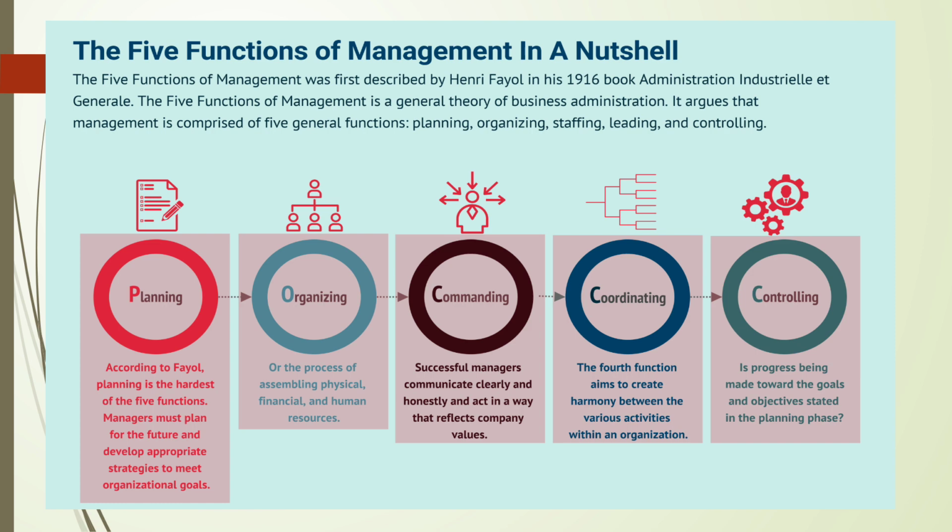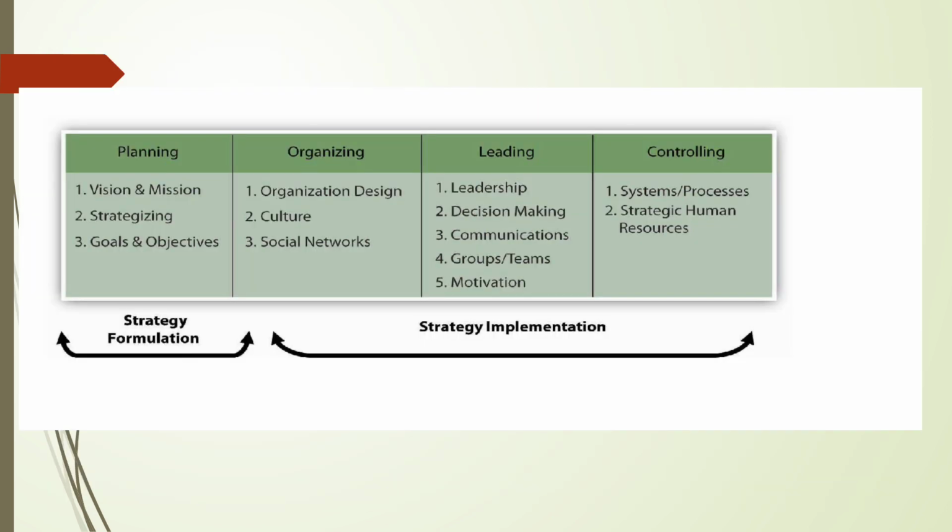Coordinating, the fourth function, aims to create harmony between the various activities within an organization. The final one is controlling. Controlling is measuring the progress made towards the goals and objectives started in the planning phase. So these are the important basic functions for every management. Planning aims at vision and mission. Vision is the long-term goal of the organization, and mission is the short-term goal of the organization.